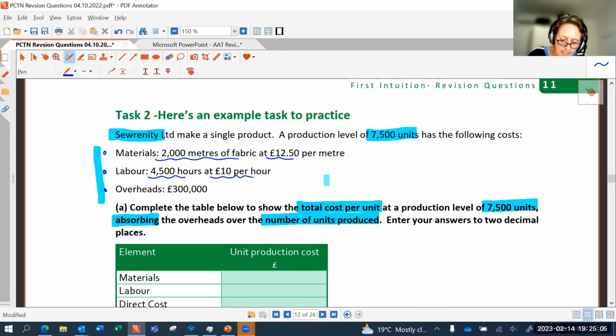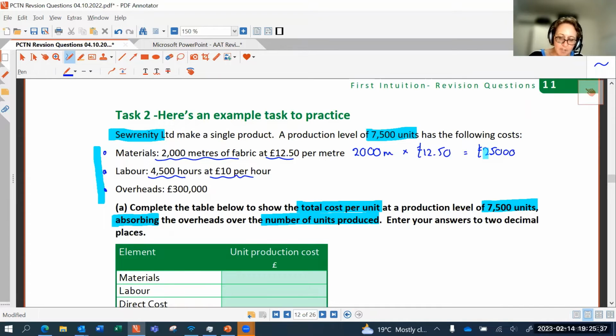£25,000. Good. Okay. So what you did there is you said, well, they're buying 2,000 meters of fabric, and I can see that they're paying £12.50 for each meter. So I am quite confident they're spending £25,000 on material. And how many teddy bears are they making with that £25,000 of material? 7,500 of them.